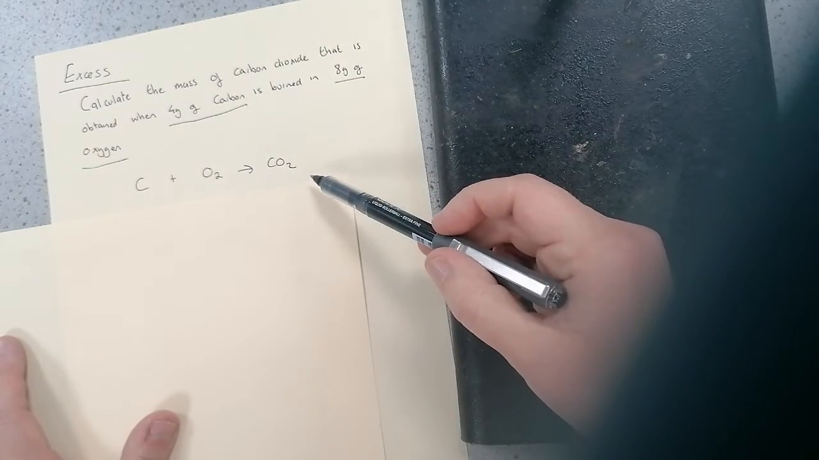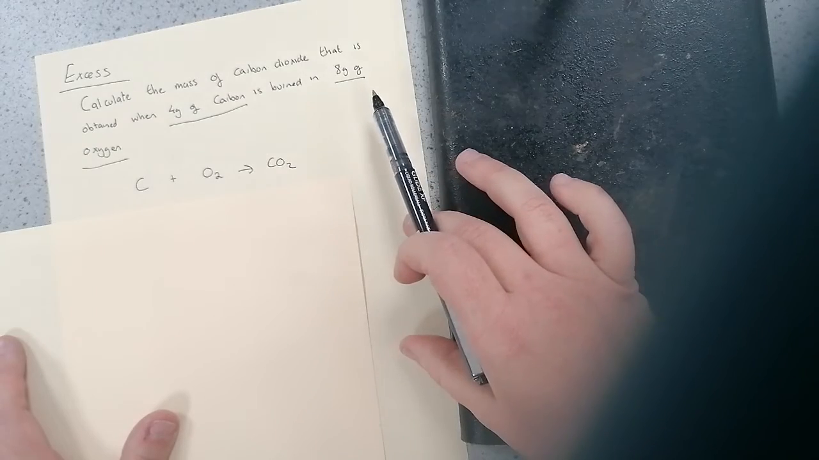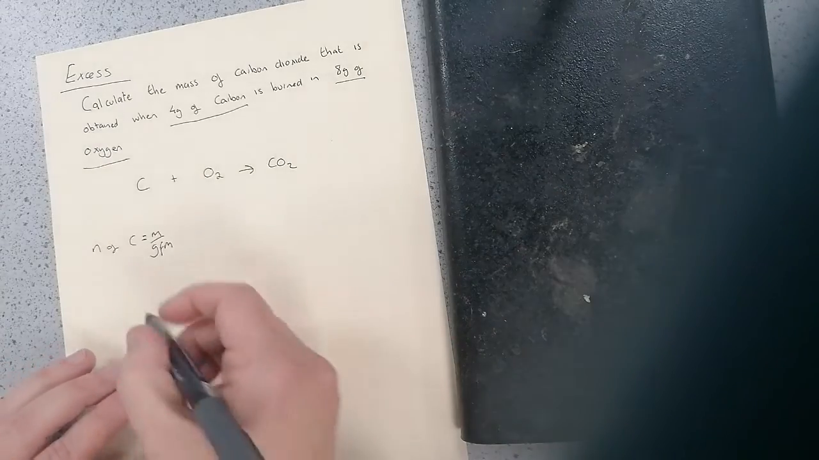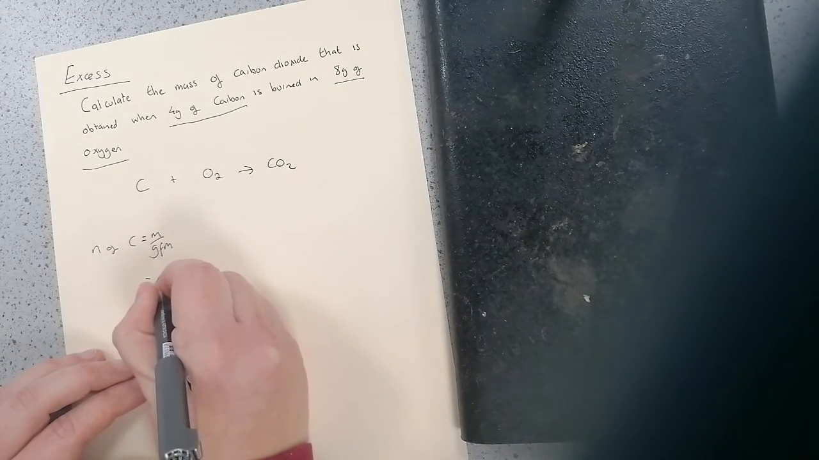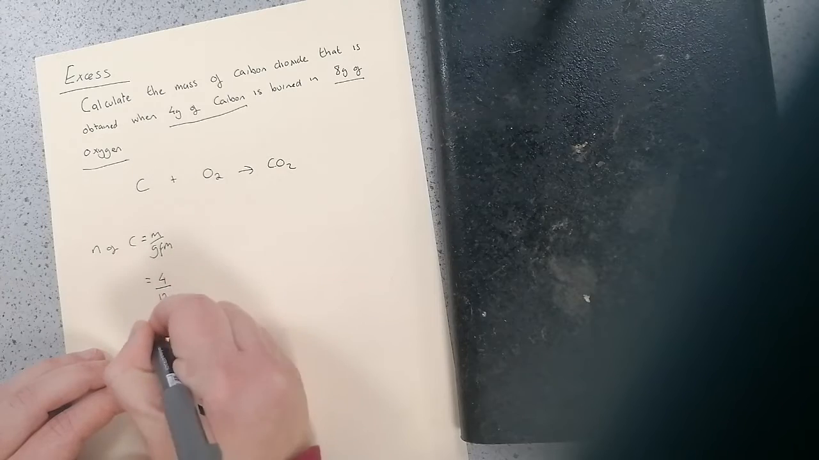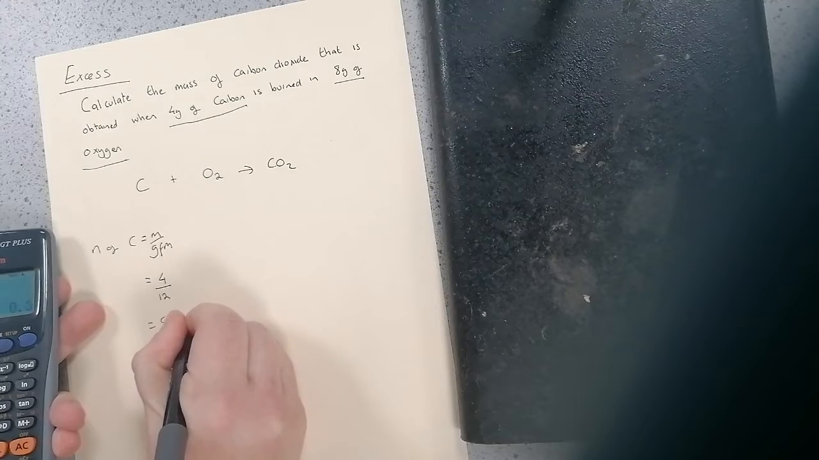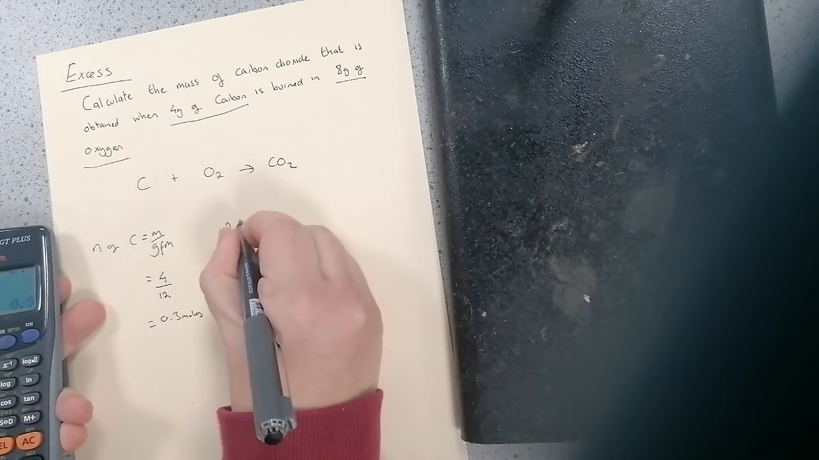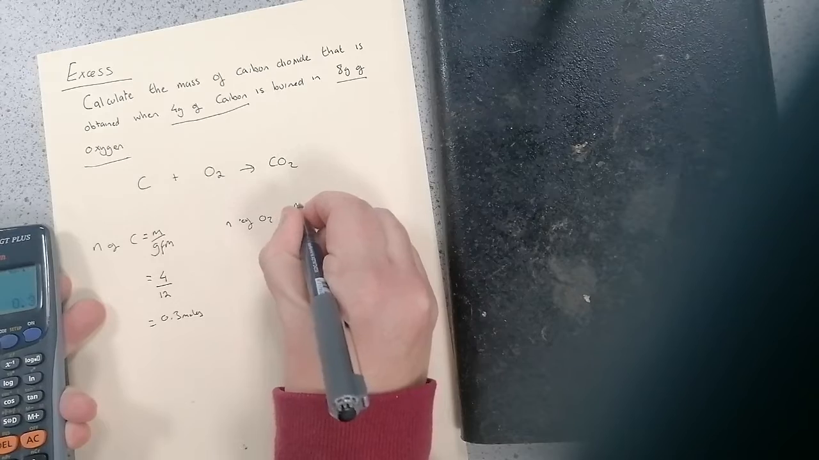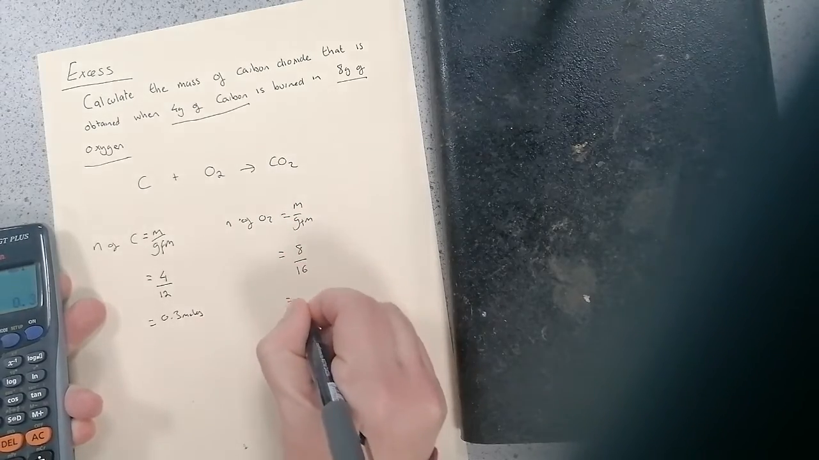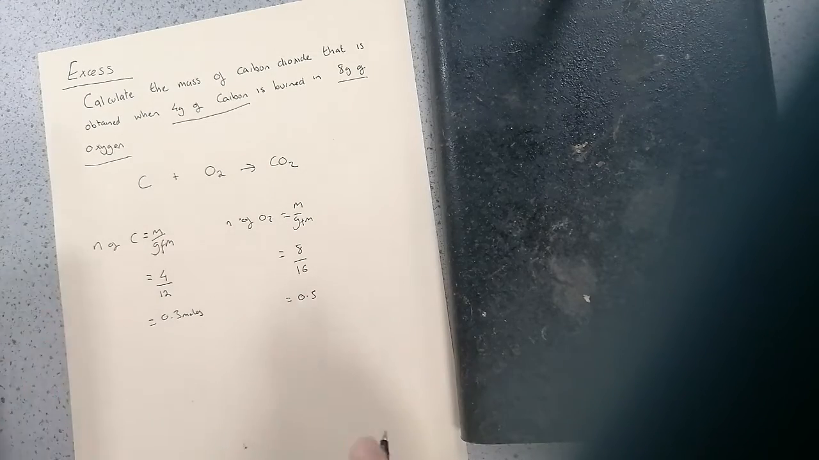So you'll normally be given the balanced equation. The first thing you'll do is get the number of moles of each reactant using your n equals m over GFM. So for the carbon, this is 4 divided by 12, because 12 is your gram formula mass of carbon. So you just plug that in your calculator, 4 divided by 12, and that is 0.3 moles. You'll then do the same and get the number of moles of oxygen, still using m over GFM. So that is 8 over 16, and that's going to be 0.5 moles.